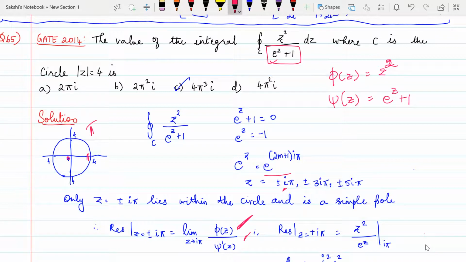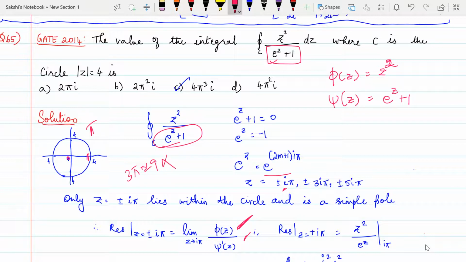Now 3 pi will be around 9, so therefore it does not lie inside the circle. So only i pi and minus i pi will lie within the circle. And if you see, there is no power given in the exponent, so it is a simple pole. Now we are going to use this particular formula.